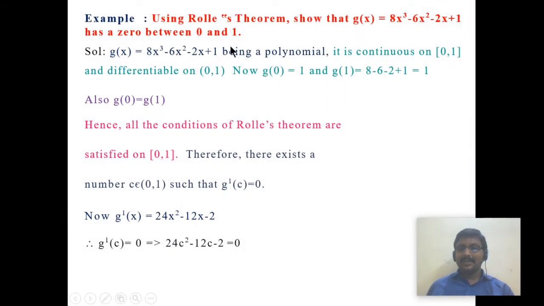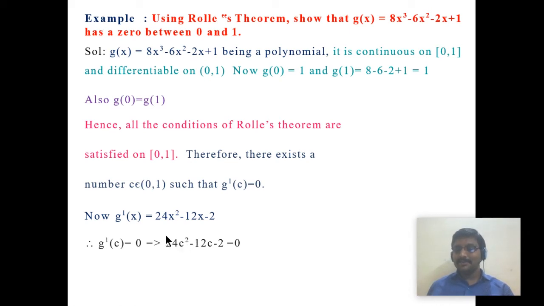So once again, given g of x, it is clearly continuous and differentiable, and both the functional values are equal, so Rolle's theorem's three conditions are satisfied. Already we have computed g dash of x, and g dash of c is equated to 0. Solving the quadratic equation, we know that the roots are c equal to minus b plus or minus root of b square minus 4ac by 2a.